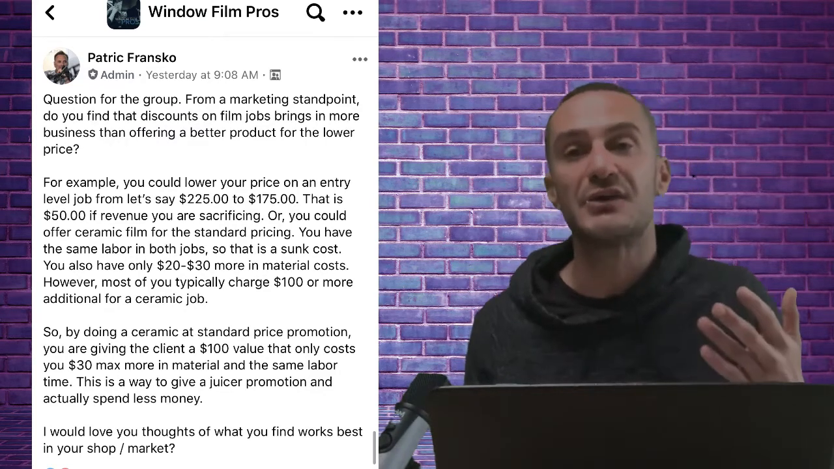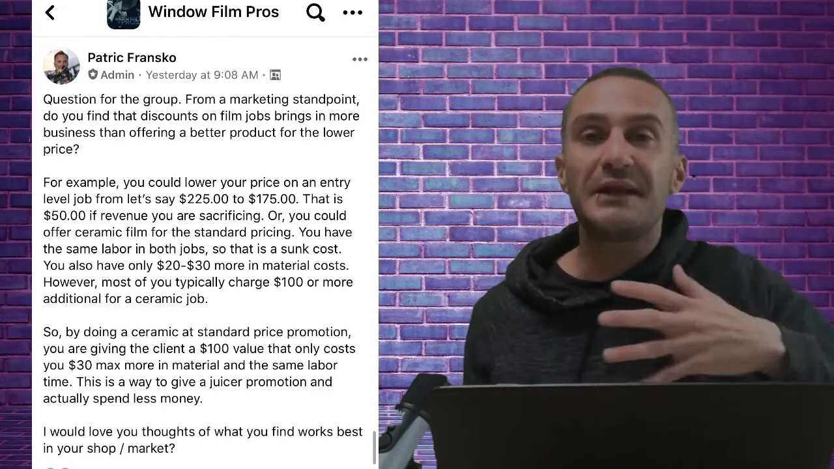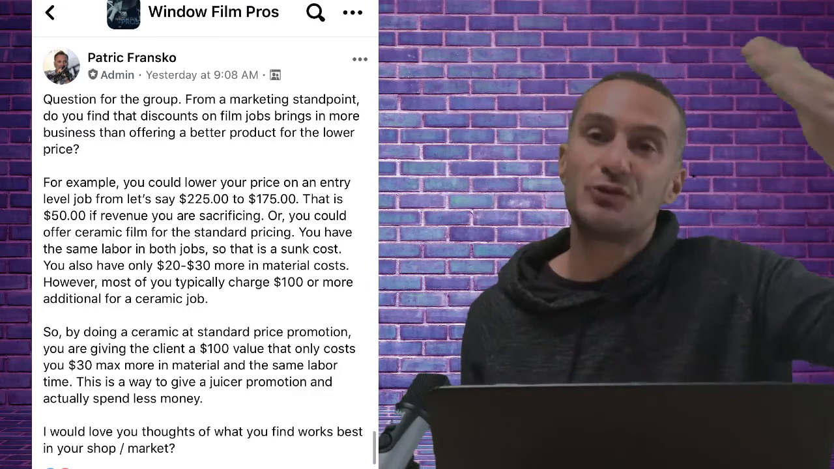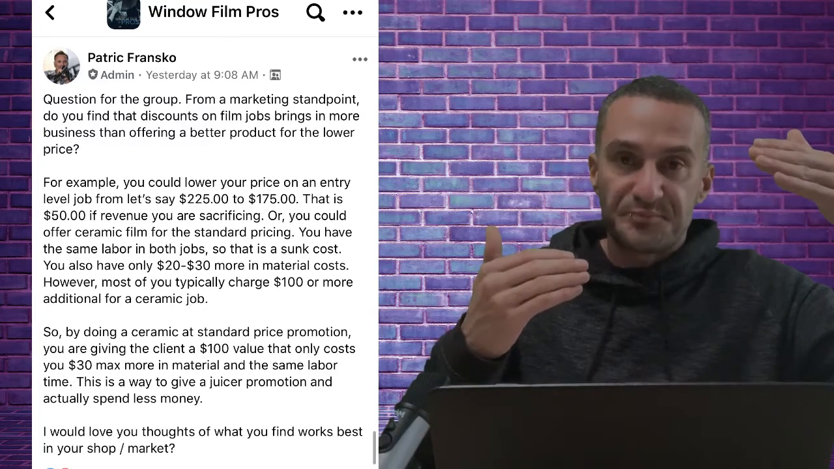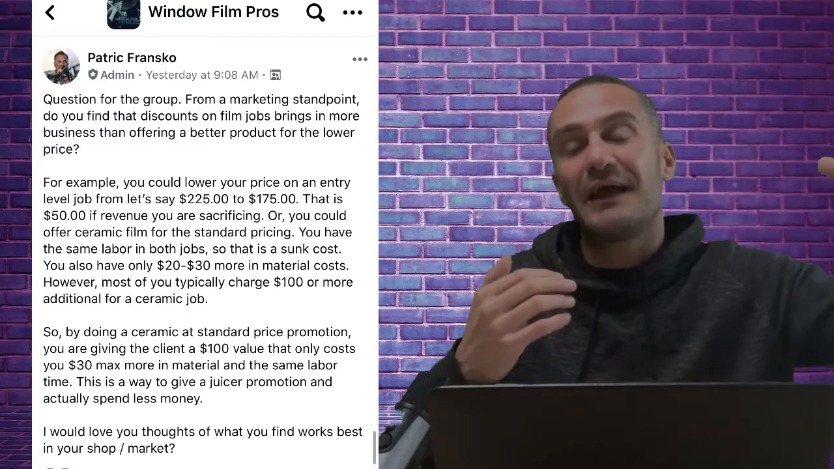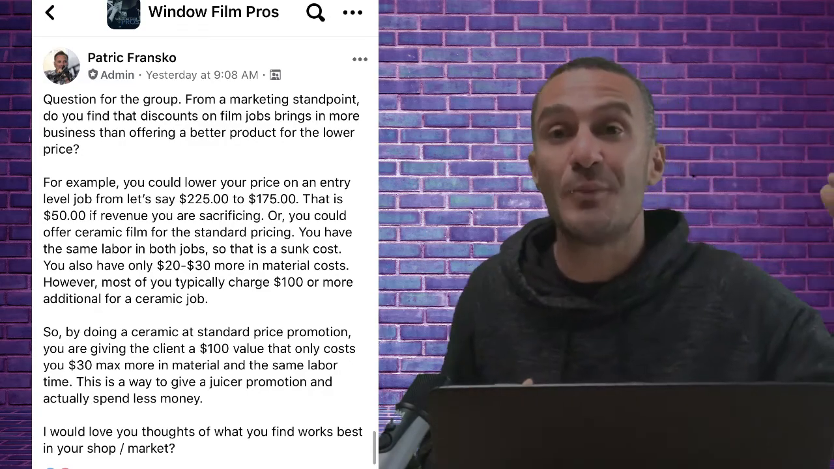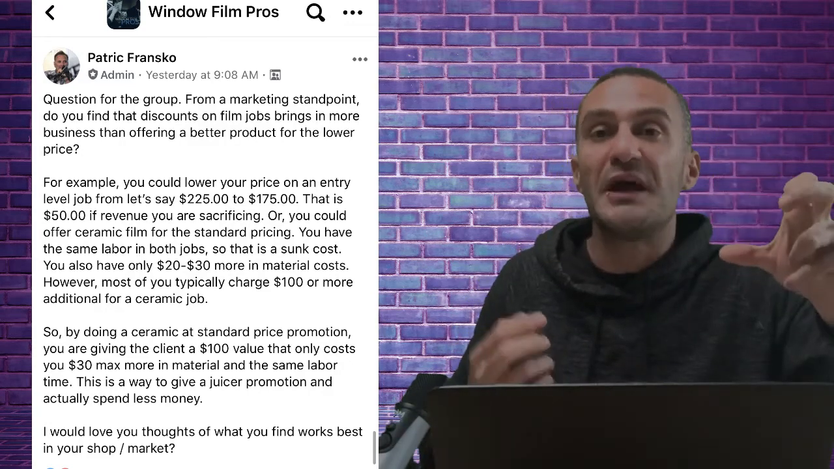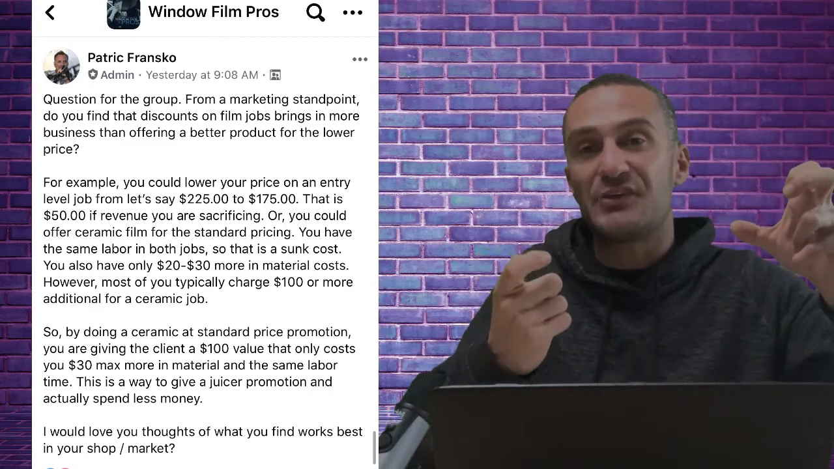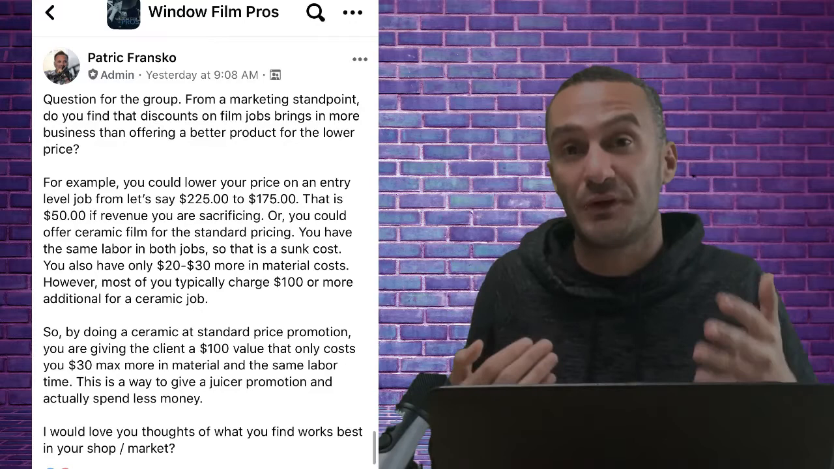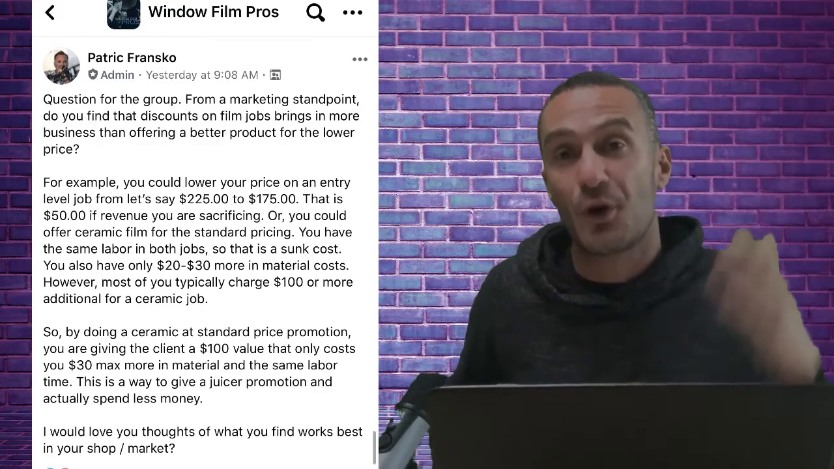So what he's saying is, if you take your upcharge and move it to a lower price, and get that person to upsell to that ceramic film, it's going to have a higher profit margin. And even if that takes sacrificing a little on the front end, this is kind of what I want to discuss. And I think there were a lot of great comments from all different angles.